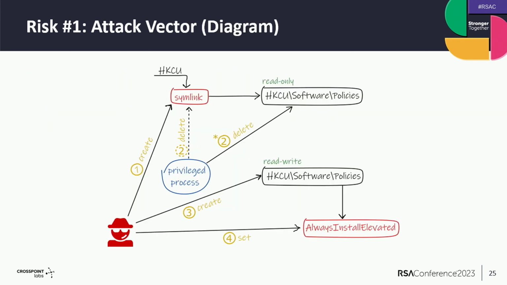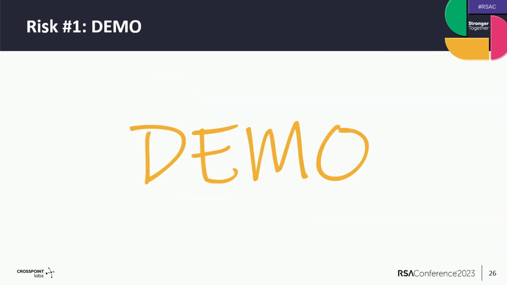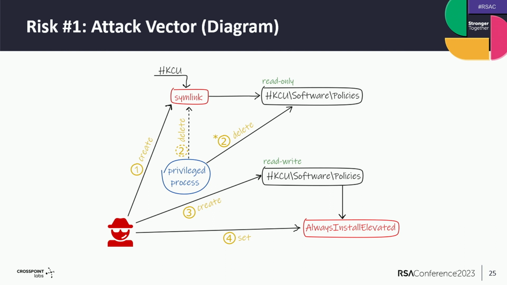Now, putting those two together, the policies keys that I talked about and the vulnerability that I covered previously, here is an example for an attack vector that attackers could leverage in order for them to configure group policies if they are running within a standard account. And the attack goes like this. The attacker would first create a symlink in a registry location where they know that the privilege process would be deleting.